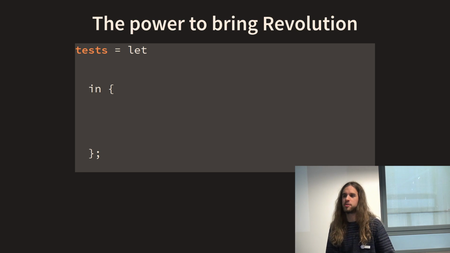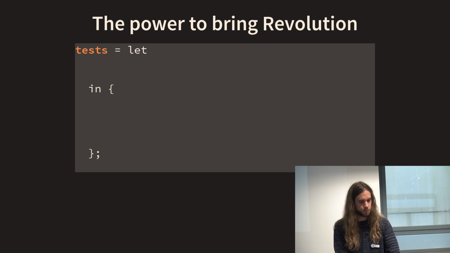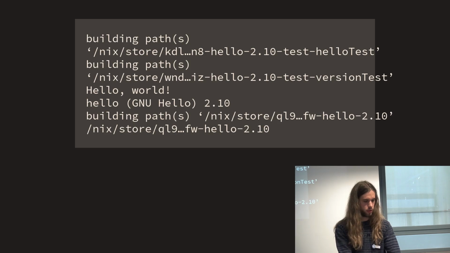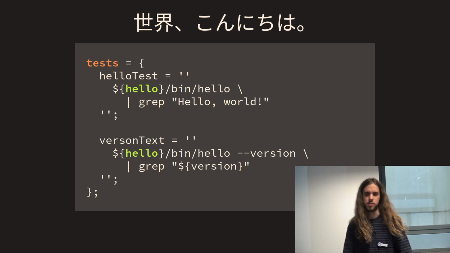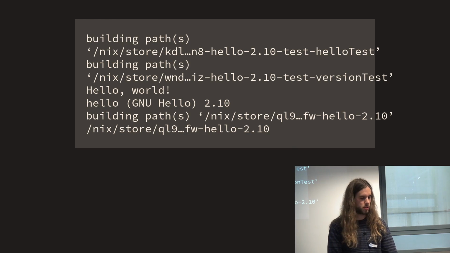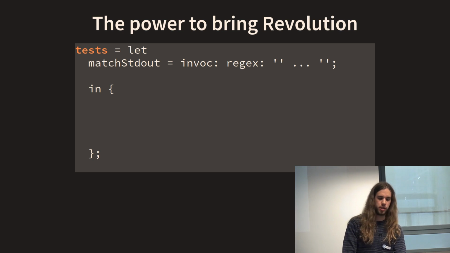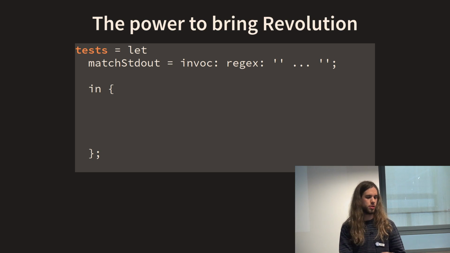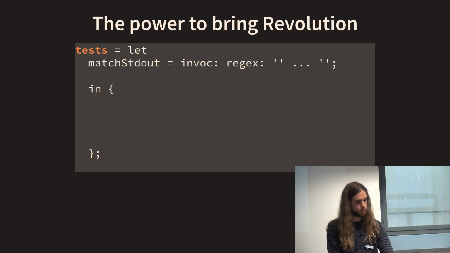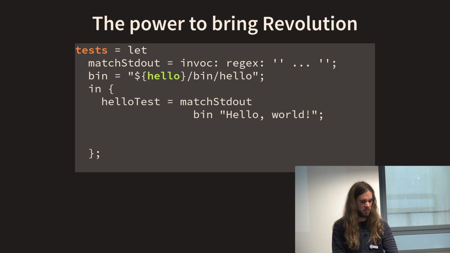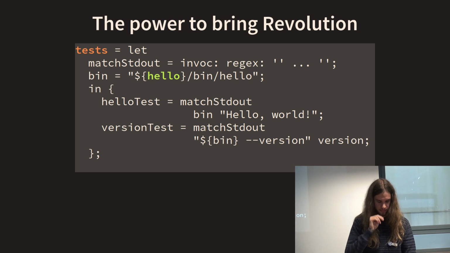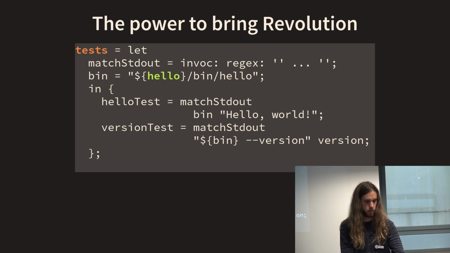This doesn't stop there, because that's just bash script executing, which you can do manually. But you now have the full power of Nix at your disposal to bring revolution to testing. If you look at the old one, you can see the duplication. There's been hello twice, and then you grep twice, so why not just refactor it into a function matchStdout, which has an invocation and a regex, and will have a nice error message if the regex doesn't match, and capture the bin hello part, and now the tests look like this. Just two normal Nix functions with a bit of string interpolation.